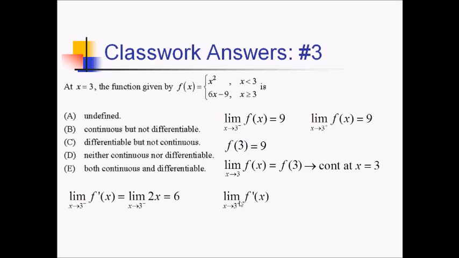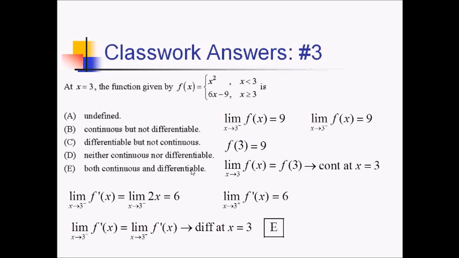Right side limit of f prime, now I need the derivative of this lower function. That's going to be 6 as well. Since those two limits match up, that means that our function is going to be differentiable at x equals 3. So continuous and differentiable, choice E.